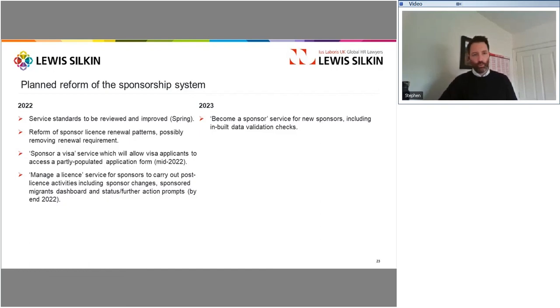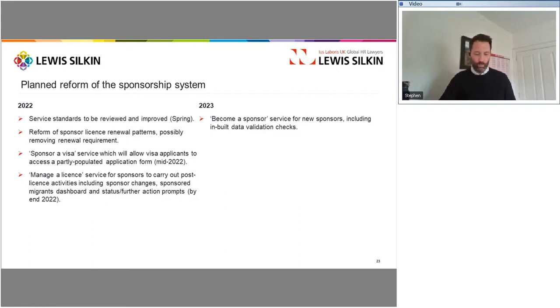The focus for 2022 is to review and improve the service standards, to offer a shorter service for straightforward applications, and the reform of sponsor license renewal patterns, possibly removing the renewal requirement. So at the moment you have to renew your license every 4 years. And this is just part of the plan to replace the sponsor management system, and the aim is to have all licensed sponsors on a new system by Q1 2024.